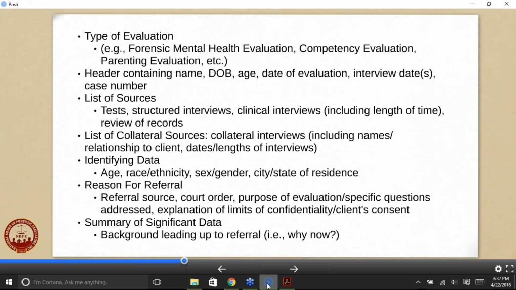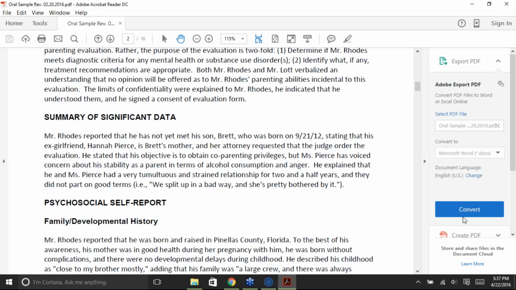So back to our slides here, we get past the identifying data, past the reason for referral, and into the summary of significant data. So here we're providing the background. Yeah, we get it. We know why the judge ordered this evaluation, but what's the history of this case? What even brought these folks in front of the judge to begin with? That's kind of what we're getting at with the summary of significant data.